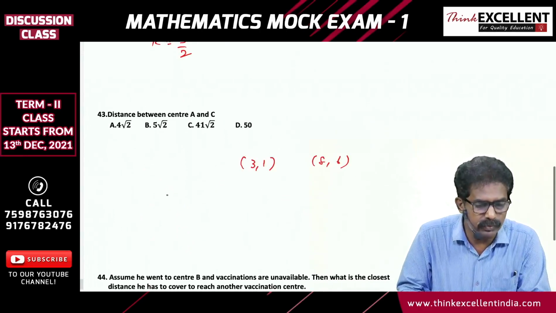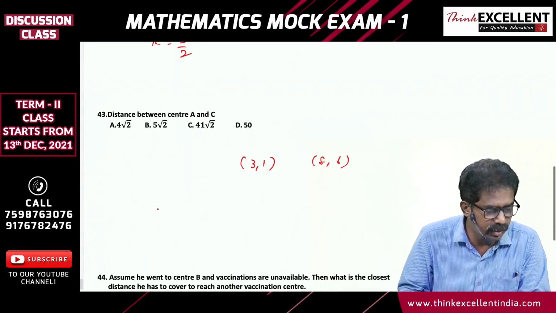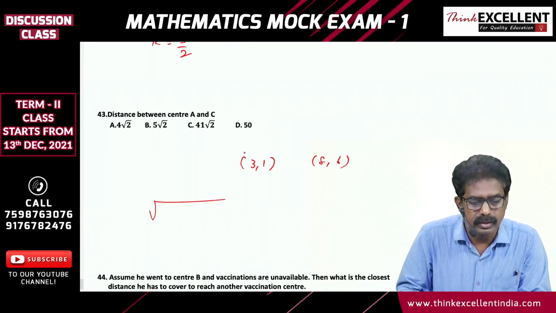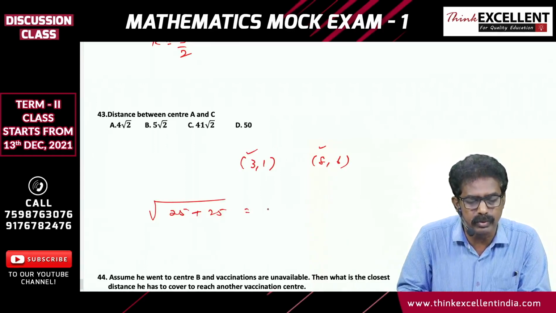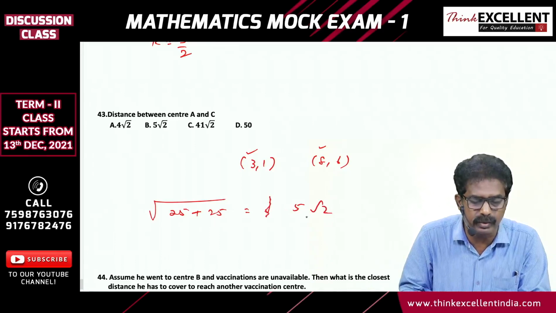They asked you to find the distance. So the formula: root of (3 minus 8 minus 5) whole square, 25, plus (1 minus 6 minus 5) whole square, 25. So 2 times 25, root 50, or you can say 25 into 2. So your answer is 5 root 2. That is the option, right?